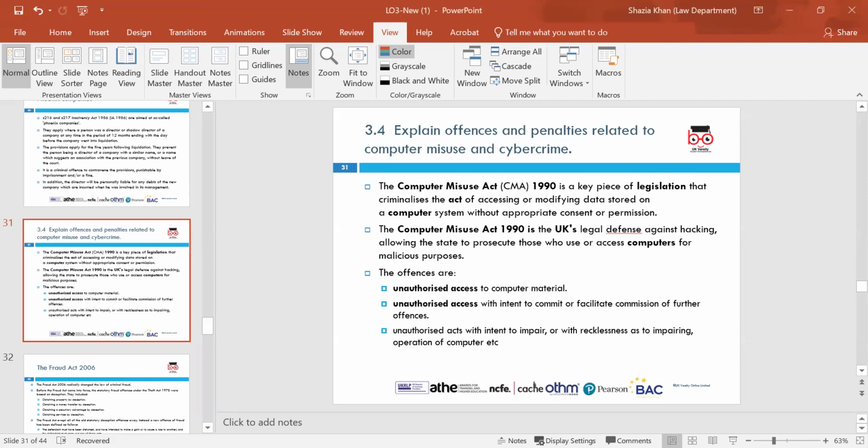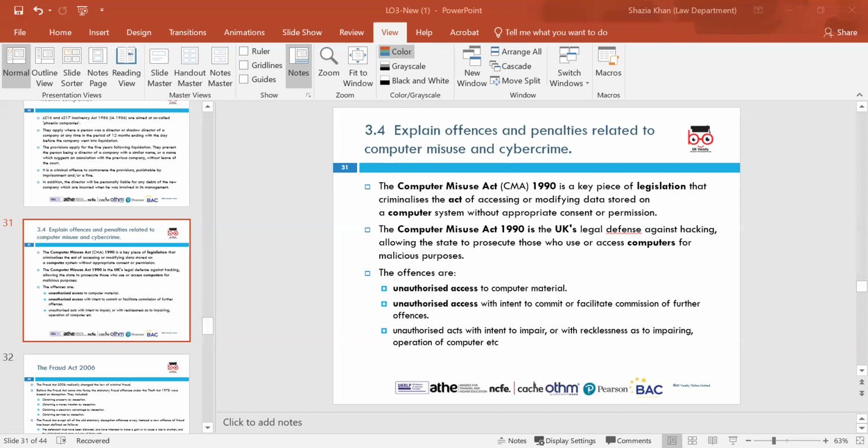Explain the offences and penalties related to computer misuse. Introduced in 1990, the Computer Misuse Act makes it illegal to gain access to a computer without permission and to make changes to files on a computer without permission.